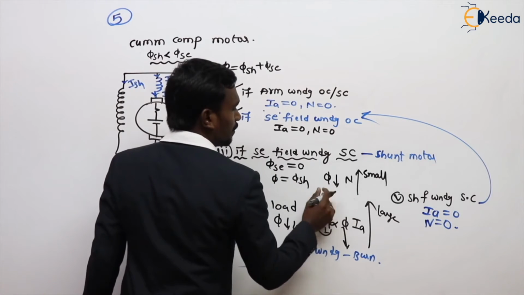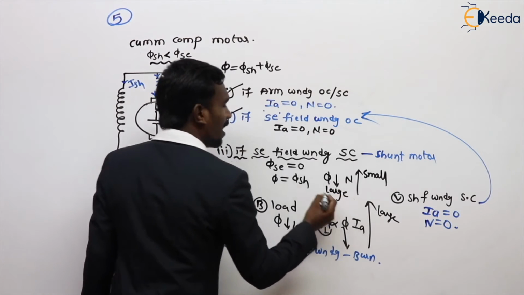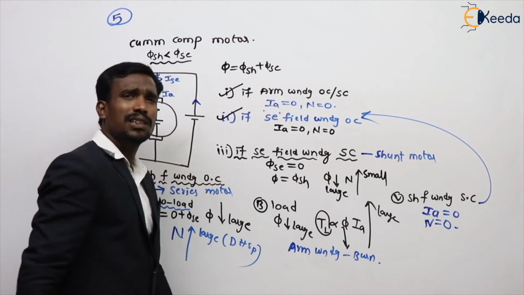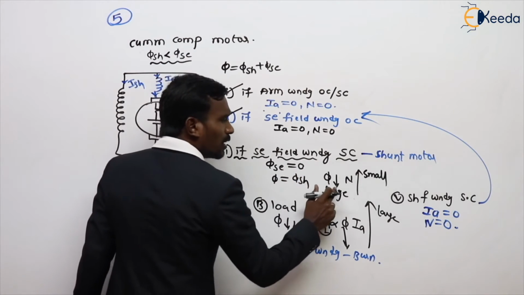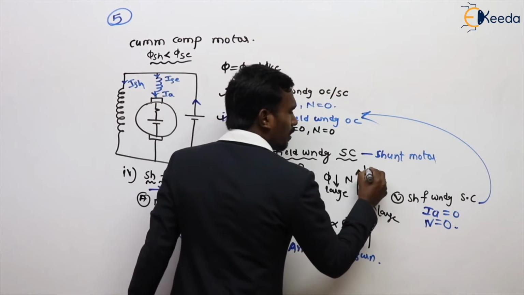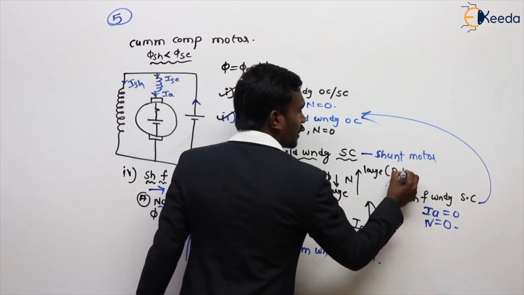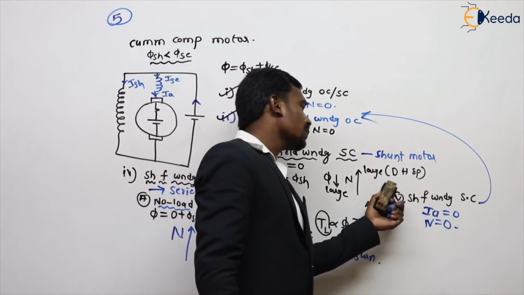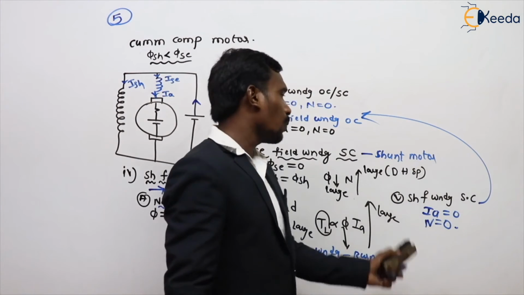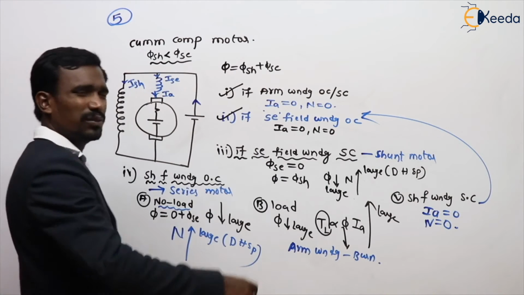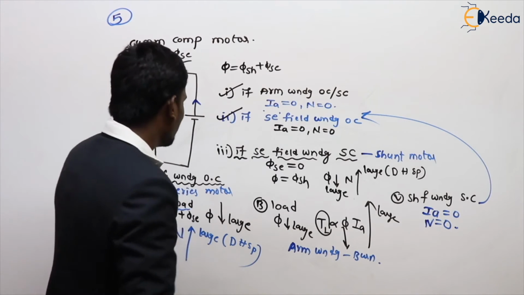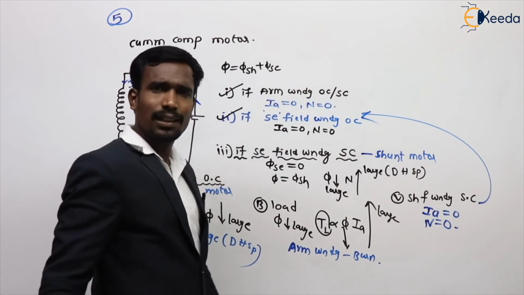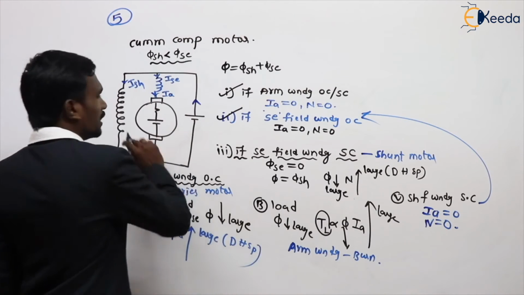Here the flux decrement is a large reduction, because this phi se is at maximum value, and my maximum value is now 0. So here there is a large reduction in flux and a large increment in speed, which leads to dangerously high speed. You should remember this one. This goes to dangerously high speed. Very, very, very important. And next, when the field winding is short circuited, the analysis is the same, no doubt at all.